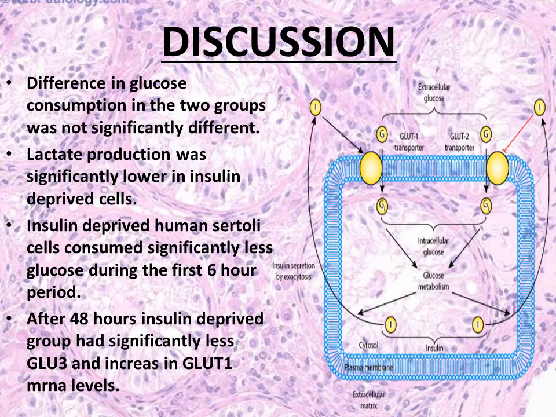Sertoli cells can take up glucose from the external medium through the action of GLUT1 and GLUT3, which are present on the plasma membrane. This action is a rate-limiting step in glucose metabolism in human Sertoli cells. After the 48-hour insulin deprivation treatment, there was a significant decrease in GLUT3 and an increase in GLUT1 mRNA levels. These changes are not a direct measure of protein function, but they show the effect of insulin on the regulatory mechanism of these proteins. Therefore, insulin-deprived human Sertoli cells adjust their glucose uptake by modulating GLUT1 and GLUT3 transcript levels.